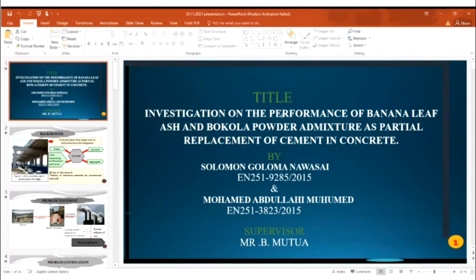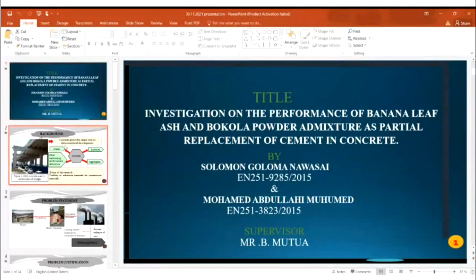The title of our presentation is Investigation on the Performance of Banana Leaf Ash and Bacola Powder Admixture as a Partial Replacement of Cement in Concrete. And hereby, your presenters, Solomon Goloman, Mohammed Abdullahi Muhammad, and our supervisor is Ibrahim Mutua.